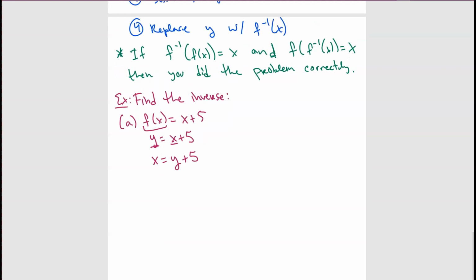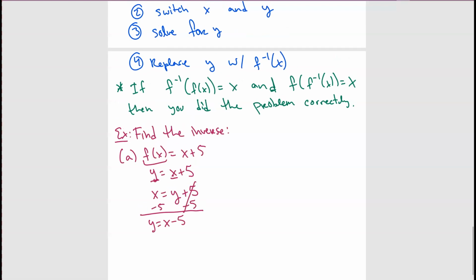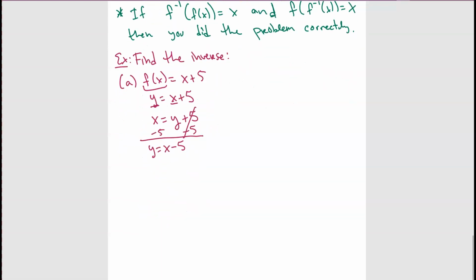And now all I got to do is solve for y. So let's minus the 5 to the other side. So we're going to get y is equal to x minus 5. And now this is not the answer, because we have to make sure that we replace the y with f inverse of x. So it's going to be f inverse of x is equal to x minus 5. And that is my answer.